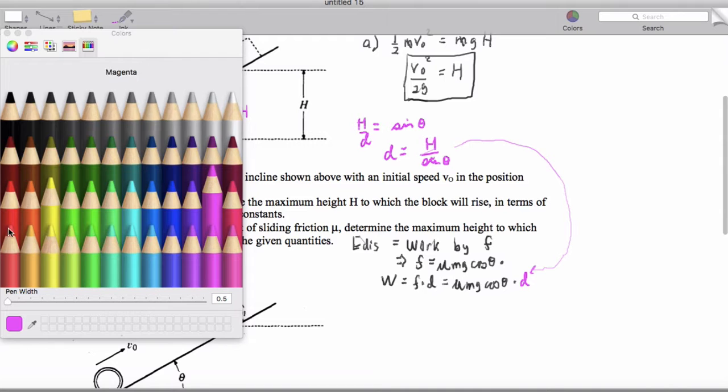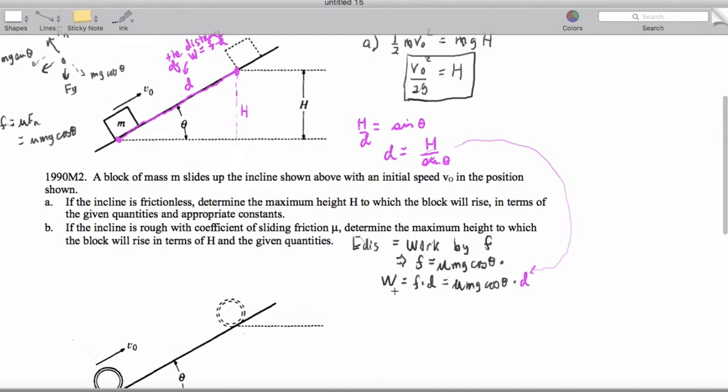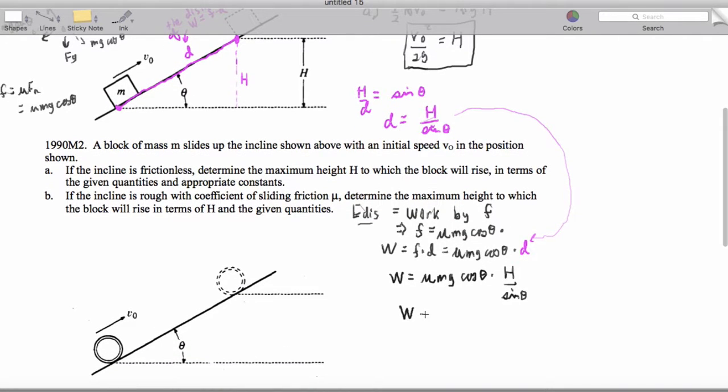So the work done by friction that we will use, and that's the E dissipated, is going to be work equals mu mg cosine theta times h over sine of theta. And so keeping all of this in mind, the work done by friction is going to be mu mg h times the cotangent of theta. We haven't even done part A yet. I've just got the work done by friction because that's going to be, in part B, that's just the work done by friction. So let's go ahead now.